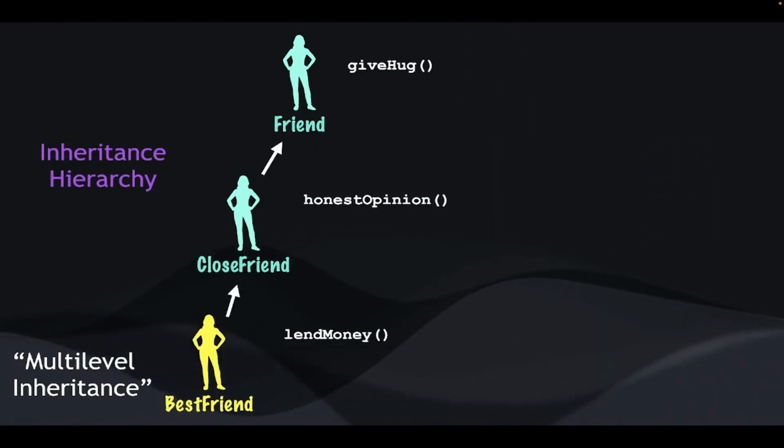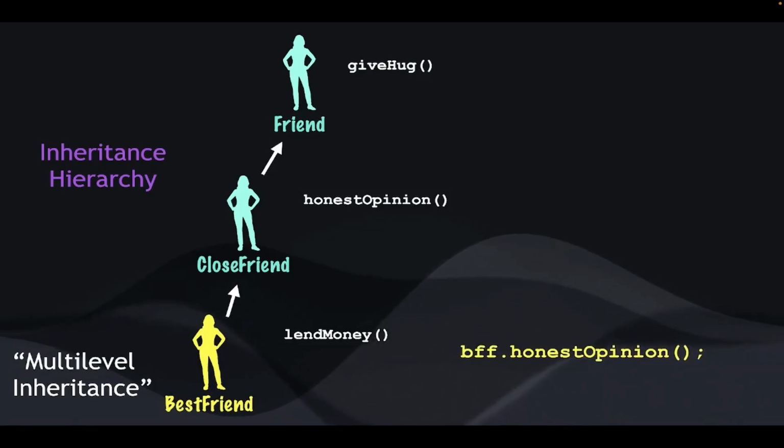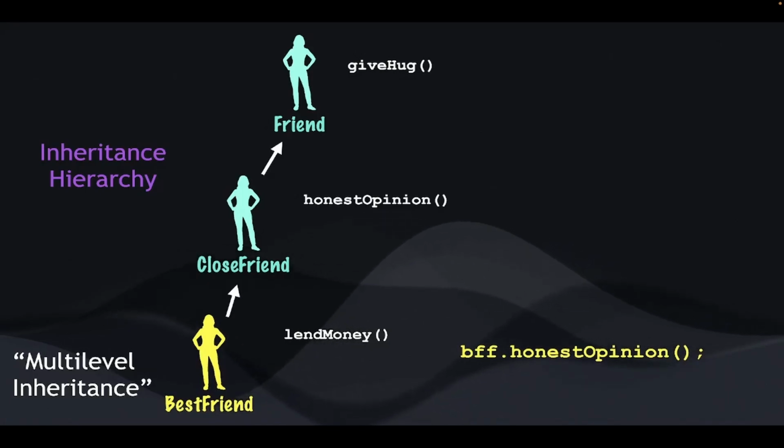Now, because these inheritance hierarchies can get complicated and big, it's important for us to understand how method calls work. So let's imagine that we have an instance of the best friend class, and we're going to call it BFF, and we want to call the honest opinion method for that BFF. We need to ask them about a pair of shoes we're thinking about buying.